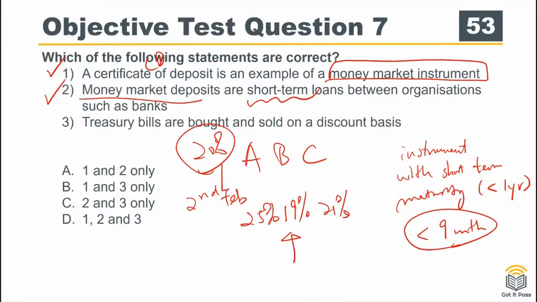Third, treasury bills are bought and sold on a discount basis. For treasury bills, if it is traded, it's generally at a discount basis. Why? Because it is not at the maturity. For example, at the maturity, the treasury bill is worth $100. So any buying or selling before the maturity should be at a discount of $100 basis. So it's true. So the answer here is D.